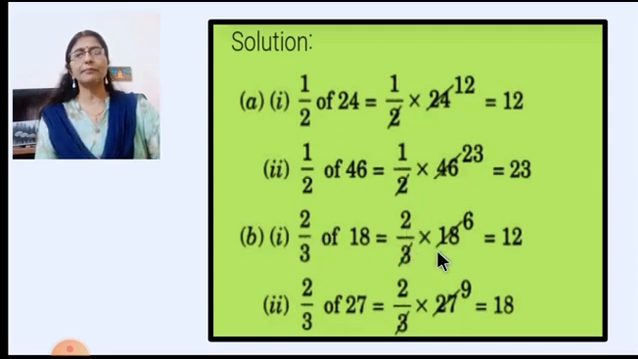Same way now B1, 2/3 of 18. So 2/3 multiplied by 18. Now this 2 again you can see it is reduced here. You will get 6 2s are 12. Same way 2/3 of 27. 2/3 into 27. Now 3 and 27 we can reduce. We'll get 9. 9 2s are 18. So you all do this all sums.